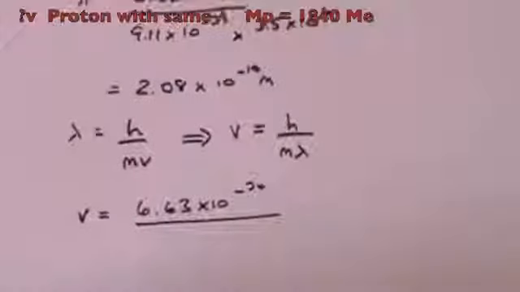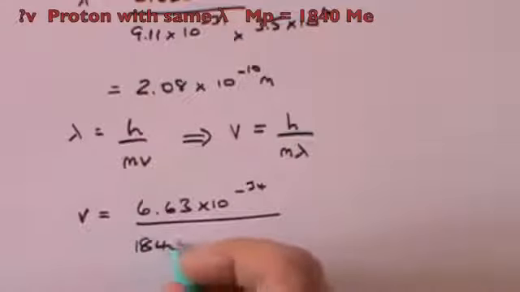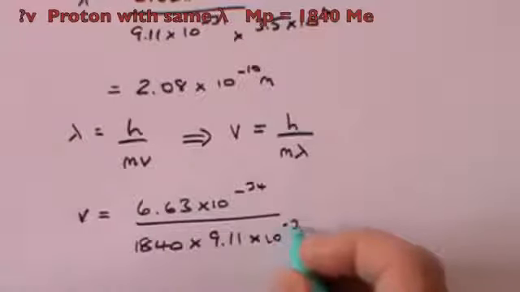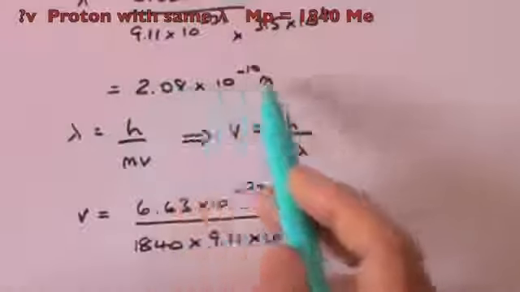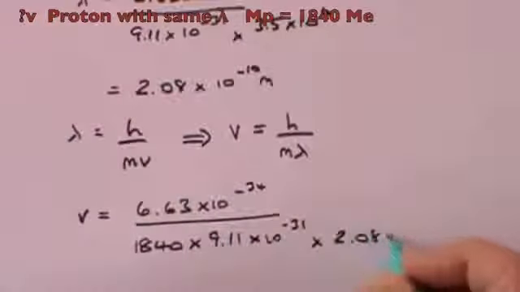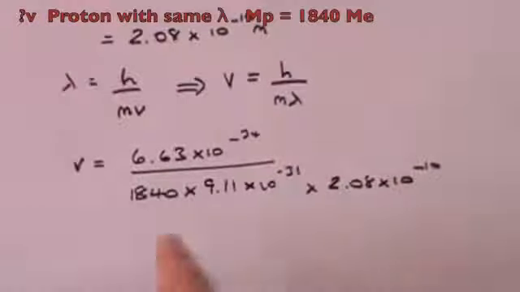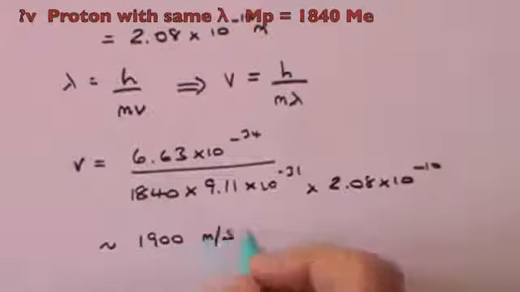Divided now by the mass of a proton. That will usually be given to you. That will be 1840 times the mass of an electron. So it's going to be 1840 times the mass of an electron, 9.11 times 10 to the minus 31 kilograms, times the wavelength which we calculated, 2.08 times 10 to the minus 10 meters. And again, if you put that through the calculator, you will find that that is of the order of 1900 meters per second.